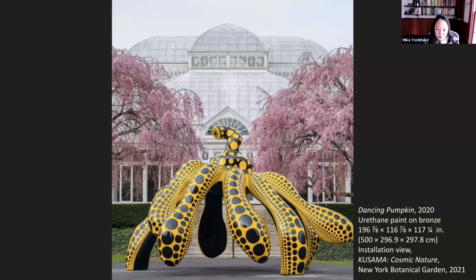We witnessed this leap across the garden in front of the conservatory, where a 16-foot dancing pumpkin that has morphed into an 11-armed sea creature, a cross between an octopus and a jellyfish, abound with electromagnetic energy, appears.